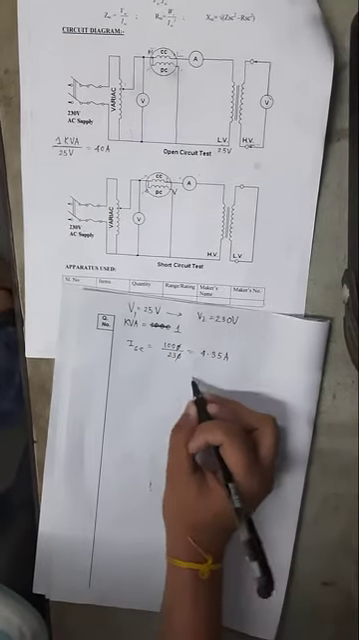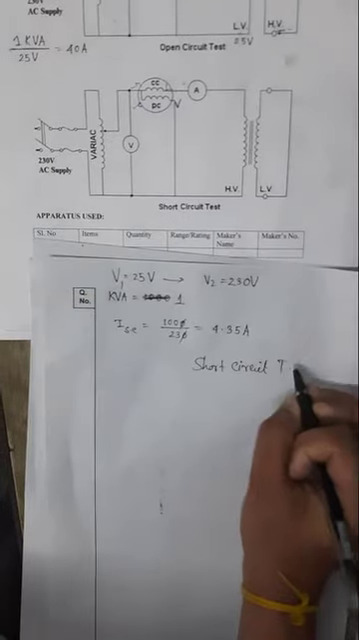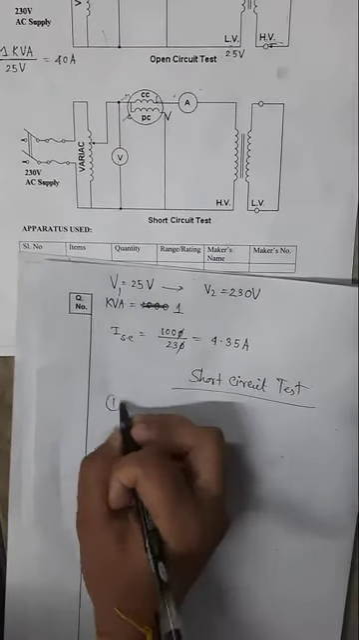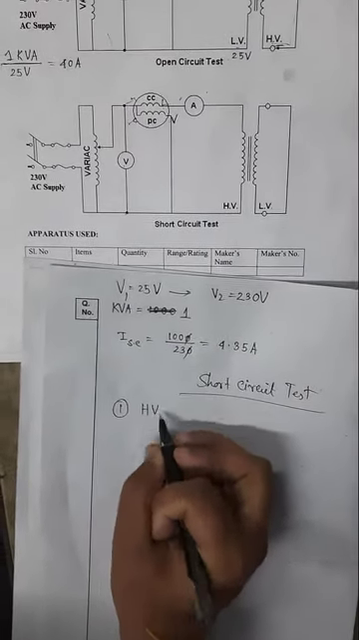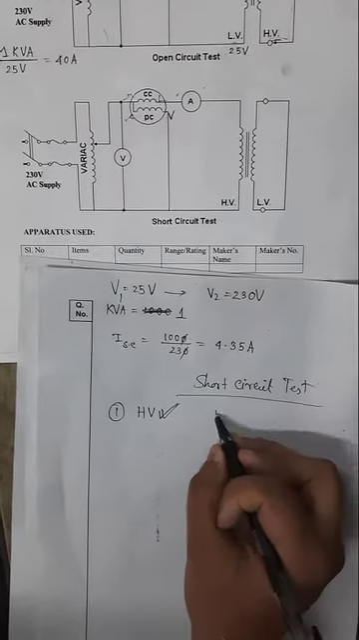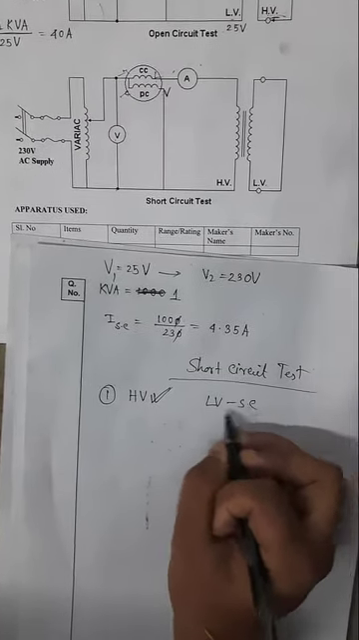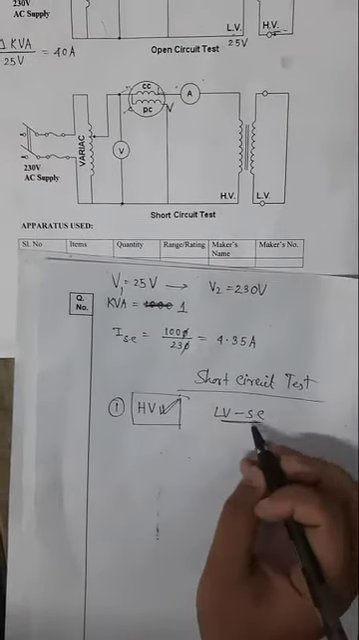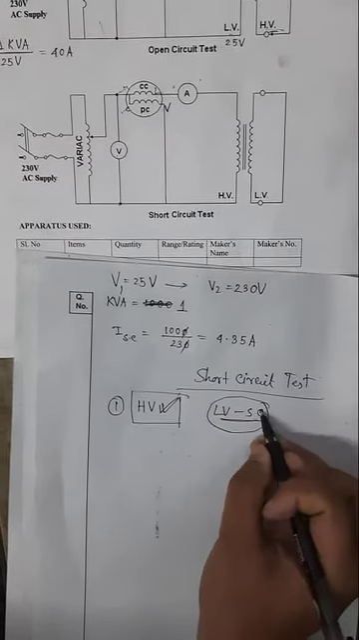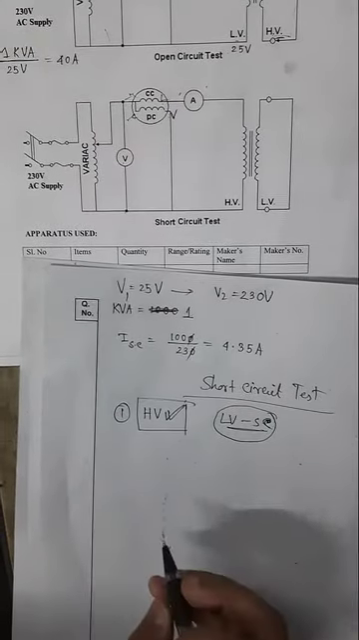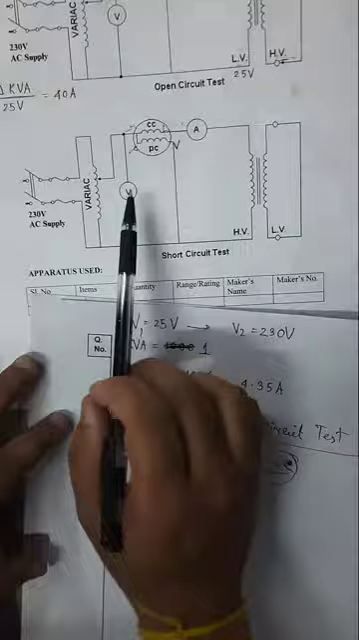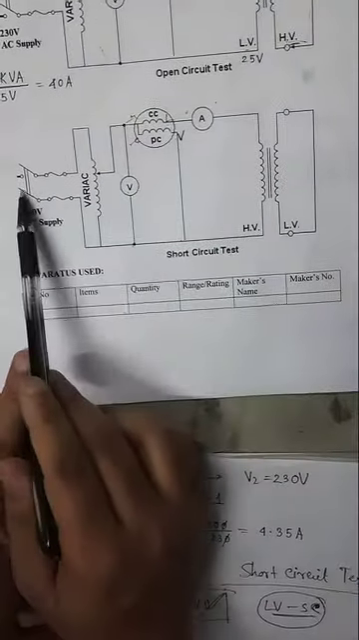Next, we will perform the short circuit test of a single phase transformer. The short circuit test is performed on the high voltage side, and the low voltage side is short circuited. Instruments are connected on the high voltage side and the LV side is shorted. Now this is the connection diagram for the short circuit test.